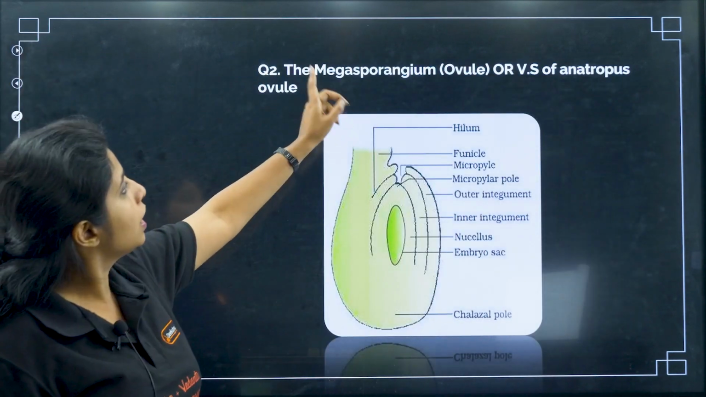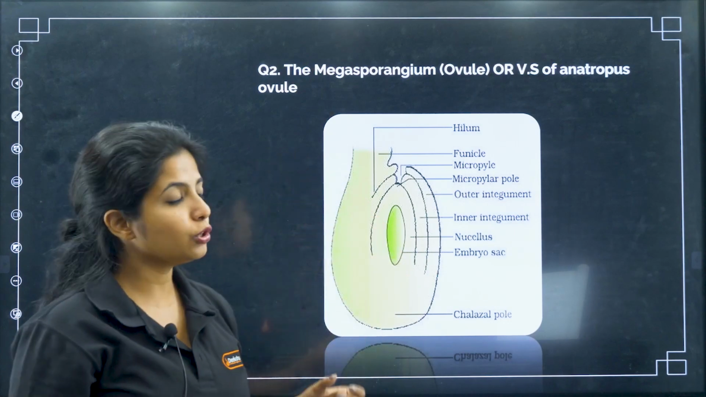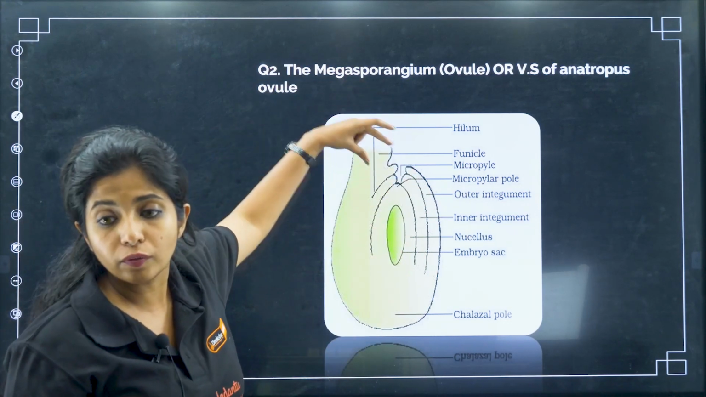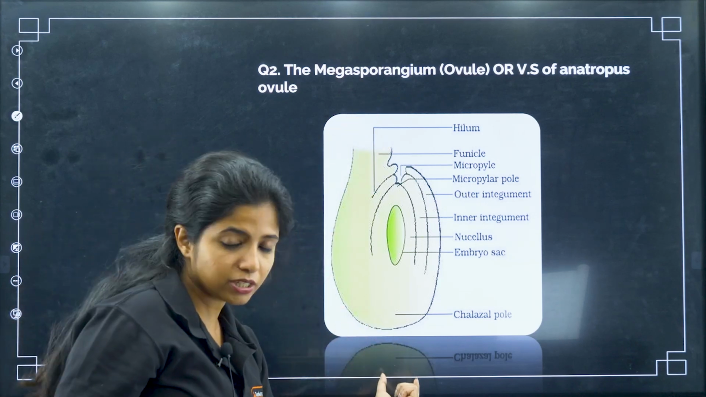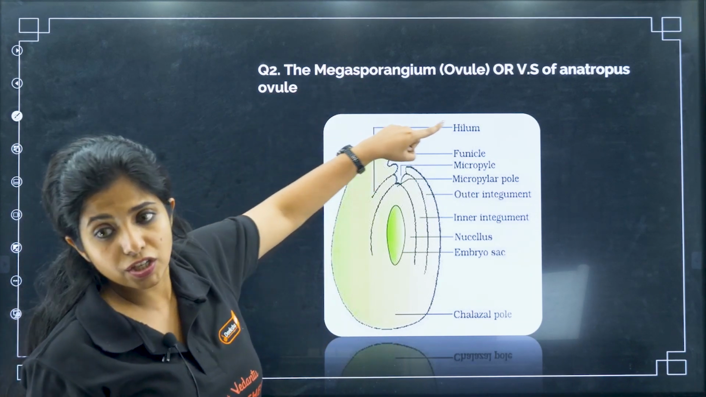Going ahead to the next thing, that is the megasporangium or the VS of an anatropous ovule. Anatropous ovule means it's inverted. Usually we have a placenta, which is there in the ovarian cavity, and this placenta is connected to the ovule with the help of a funicle. But this time instead of the placenta being here, it's here, inverted. The place where it attaches is known as hilum.